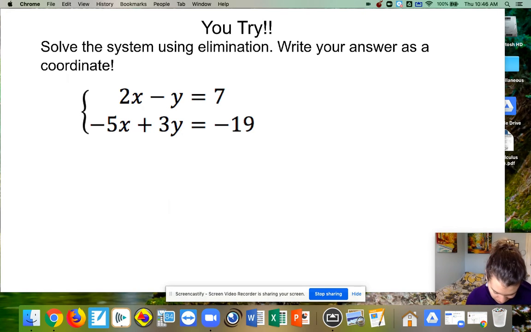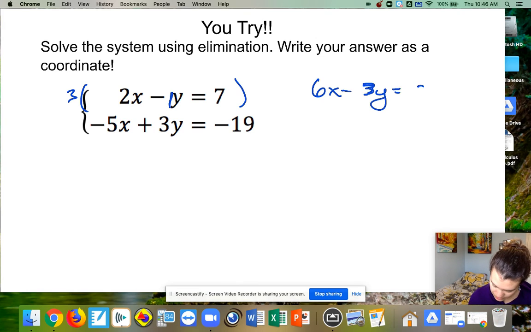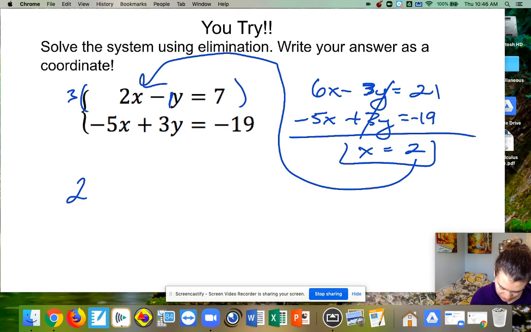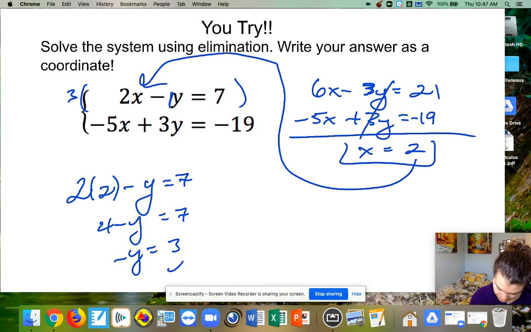All right, so right here, there's nothing in front of the y, so that would be really easy to multiply by 3 and get to be what I want. So we're going to get 6x minus 3y equals 21, and then -5x plus 3y equals -19. Those will cancel. You get x equals 2, so that one was easy to solve. Take that x and plug it back in. So 2 times 2 minus y equals 7. 4 minus y equals 7. -y equals 3. y will equal -3. And that is your solution.